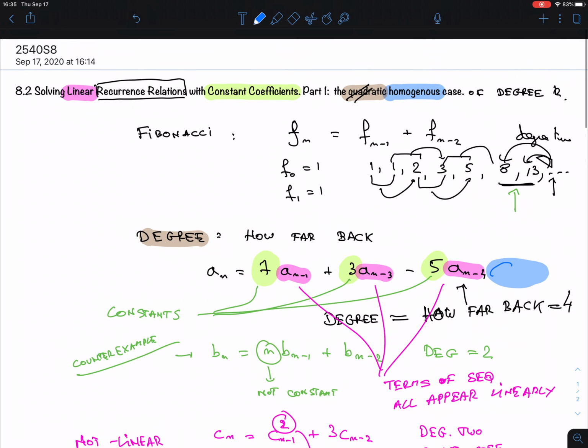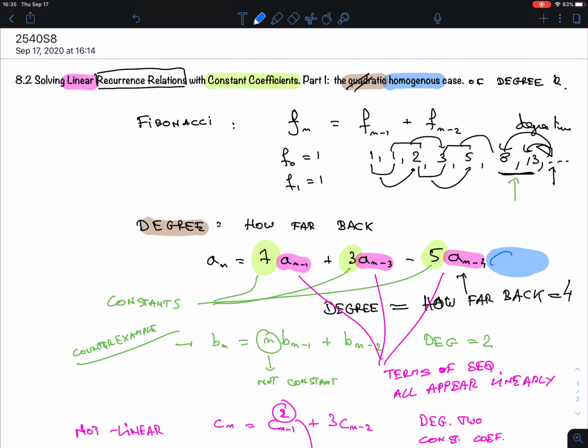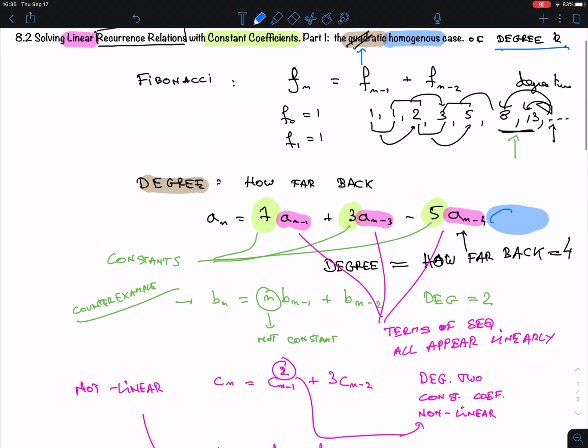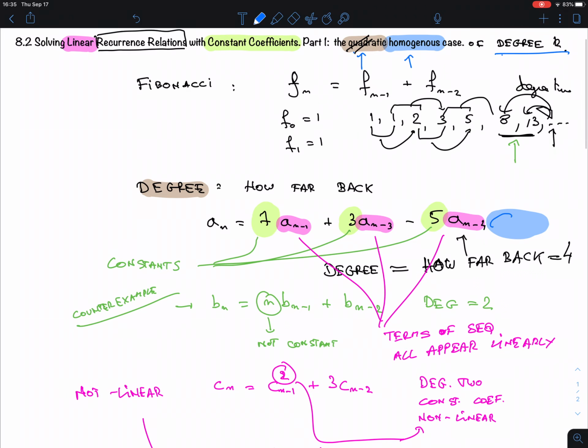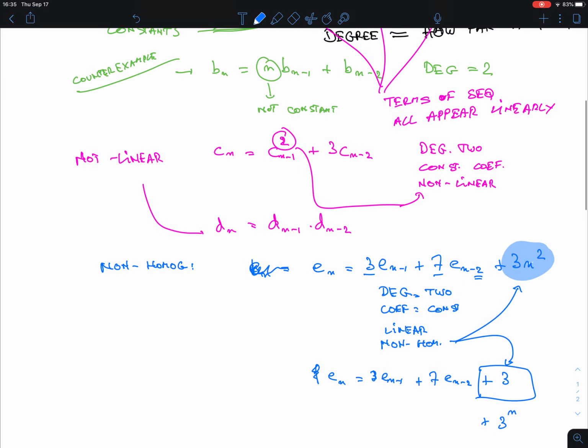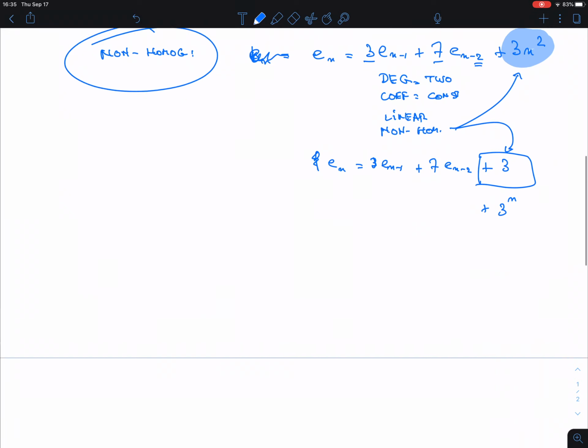So this is 8.2, but I'm going to break it down in 3 parts. The first part is I'm going to concentrate on the quadratic ones, and then in part 2 I will talk about higher degrees, and then in the last part I will talk about what if you make this homogeneous go away. In other words, what about the non-homogeneous ones? Okay, that's the introduction of what type of things we are looking for. Let's start now trying to solve this.